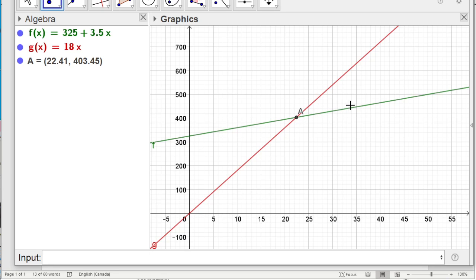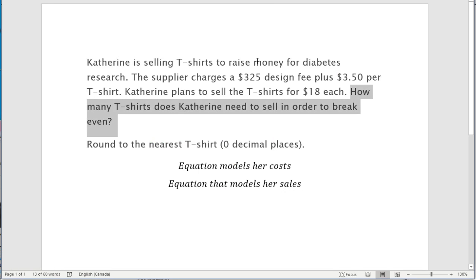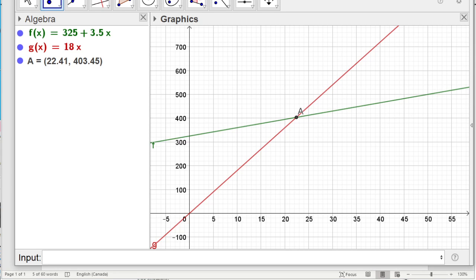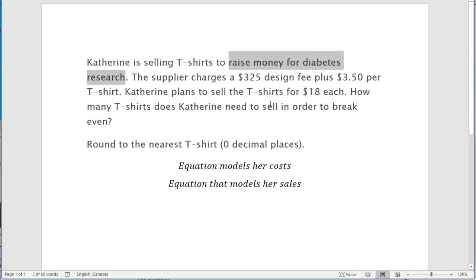If she manages to sell more than this amount, then she will make some money, in this case it says she's making money to raise for research. So she'll be able to take some of that money and put it towards research, right? If she does not manage to sell this number of shirts, she's actually lost money here, right? She had this shirt designed and made, but she didn't sell enough of them to justify this action. Okay? We need to find the break-even point, which means we need to find the nearest t-shirt, right? We don't know exactly which number. We're going to round the decimal off, and we're looking for how you break even here.